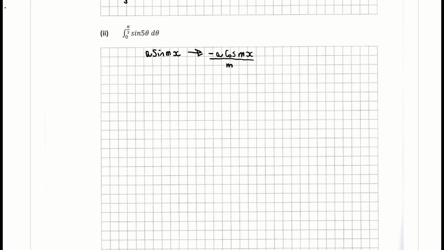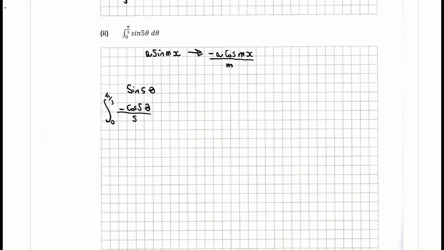So here I need to find the integral of sine 5 theta. Now there's no number in front of the sine, so that's making it a little bit easier for us. But when we integrate sine 5 theta, we are going to get minus cos 5 theta all over 5. So that's our integral. And next step I need to do, I now need to get the integral using the limits pi over 3 to 0.